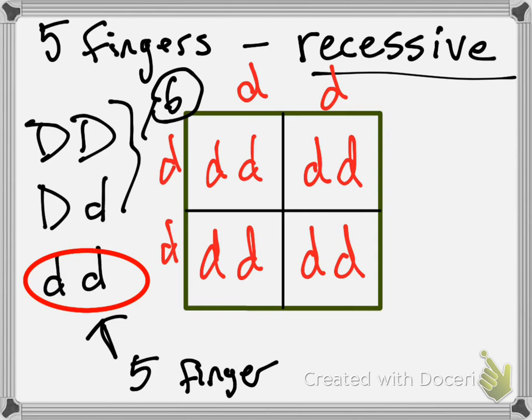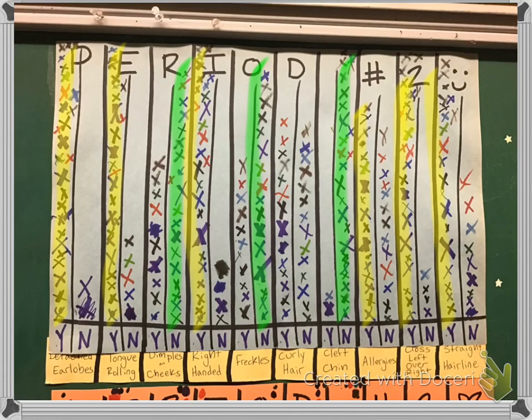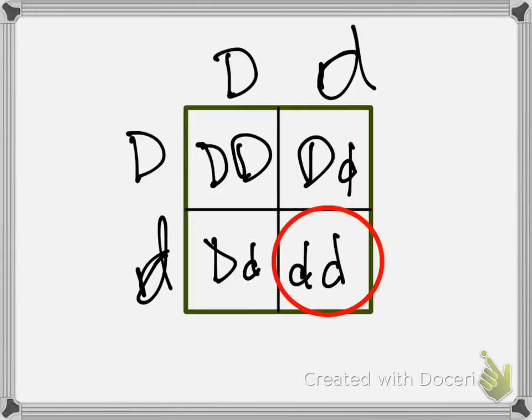It's all recessive. So is there even a chance of having 6 fingers? Is there a chance of having the dominant? No. So in many situations, such as cleft chins, such as the other stuff that we brought up, freckles and dimples, a lot of times it's less common for that.